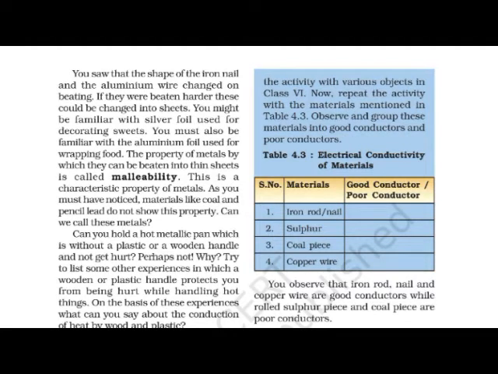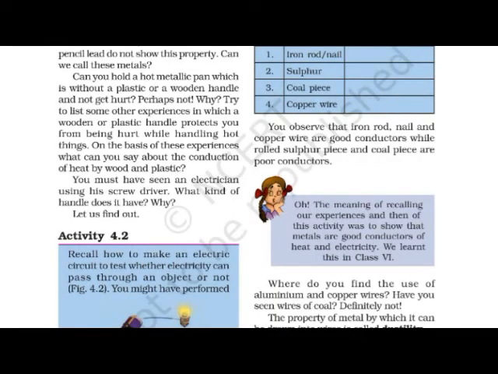Next, copper wire. In place of the nail, we place the copper wire, and we check the bulb. If the bulb glows, it's a good conductor. Otherwise, it's a poor conductor. Now you can fill in the table by your own idea. Simply, good conductor and poor conductor. You observe that the iron rod, nail and copper wire are good conductors.